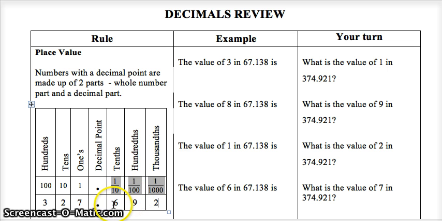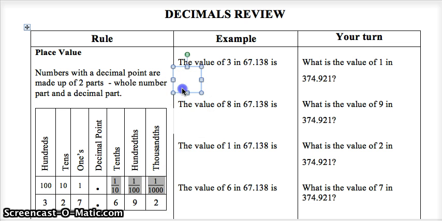So if we look at the 6, that means we've got 6/10. If we look at this 9 here, it means we've got 9 hundredths. And if we look at the 2 here, we've got 2 thousandths. So, as I said before, the 327 is the whole number part. Then we've got the point, and what's after the point is all the decimal part. And the decimal columns start with tenths, then hundredths, then thousandths. There is no ones column, okay? So we go 100, 10, 1, then we go smaller and we go tenths, hundredths, thousandths.